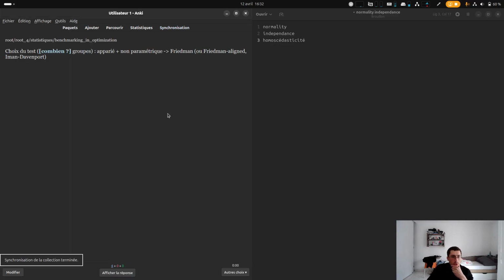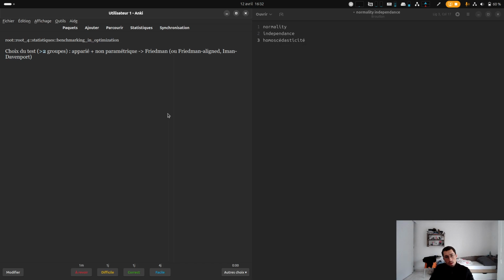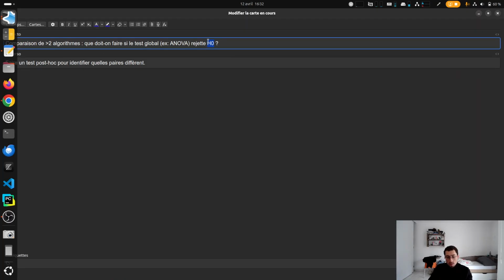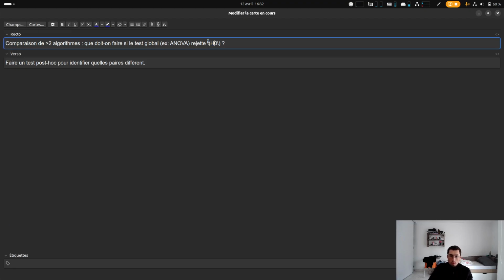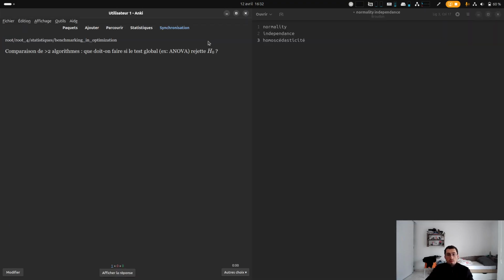So anyway, when you have still more than two groups, and you only have paired data, Friedman. Okay, Friedman test. Alright. So see how this card is a bit ugly, to have things neat and clear.